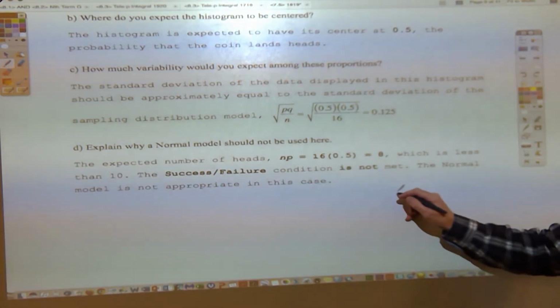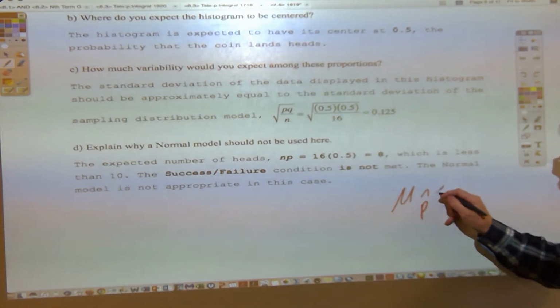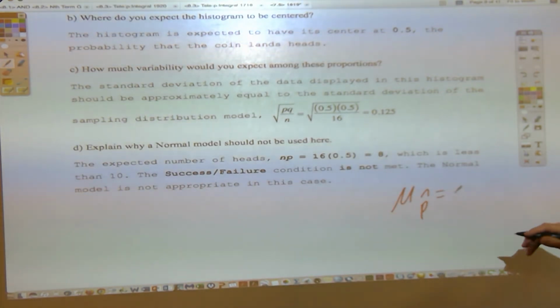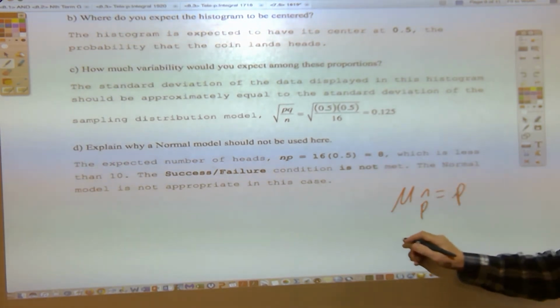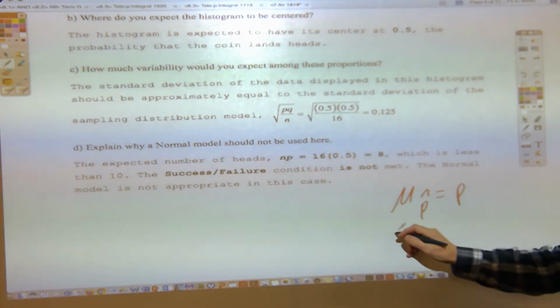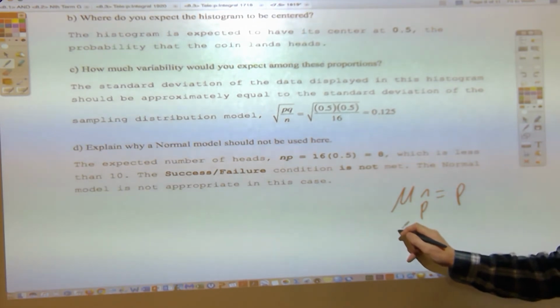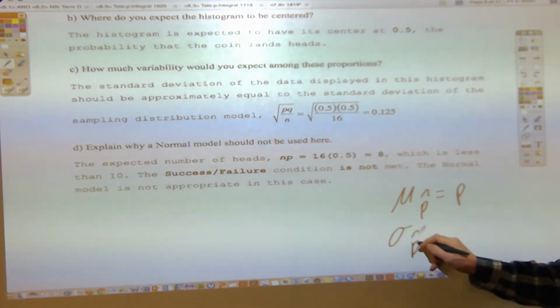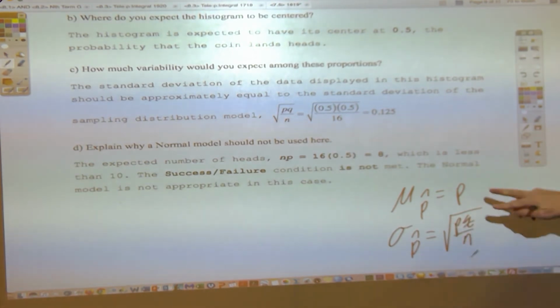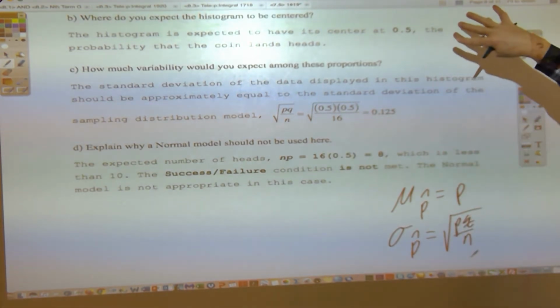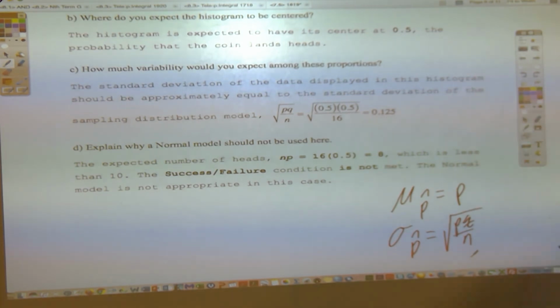We have mu sub p hat equals p, the true proportion, and the standard deviation of the sampling distribution of sample proportions is the square root of PQ over N. Those are the formulas that were used in parts B and C.